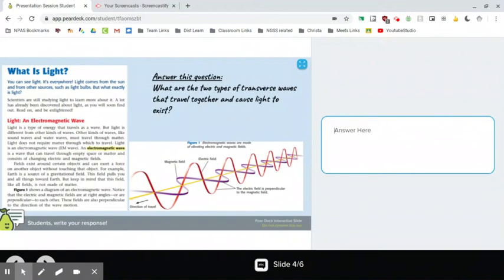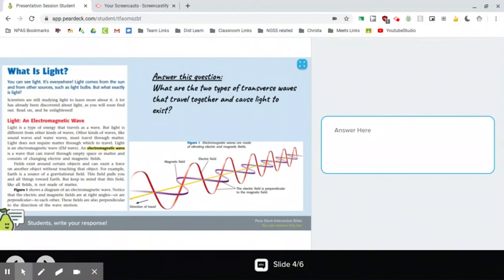Other kinds of waves, like sound waves and water waves, must travel through matter. Light does not require matter through which to travel. Light is an electromagnetic wave, or EM wave. An electromagnetic wave is a wave that can travel through empty space or matter and consists of changing electric and magnetic fields. Fields exist around certain objects and can exert a force on another object without touching that object.